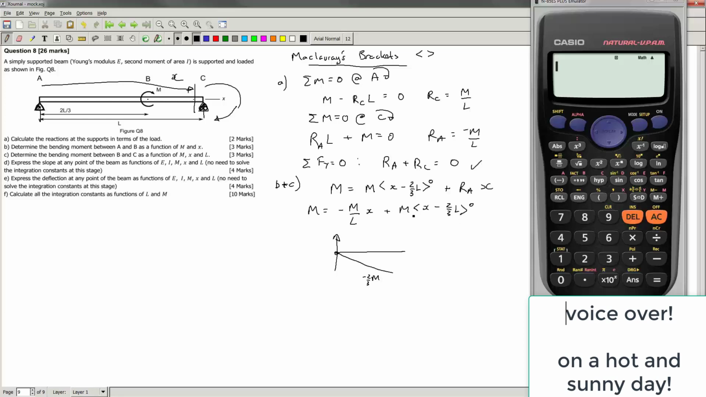When we go to x just a little bit past 2/3 L, that will switch on this bracket, and so we're going to suddenly start adding M to our equation. So we're going to shoot up by plus M. If I add M to minus 2/3 M, I'm going to end up with 1/3 M.